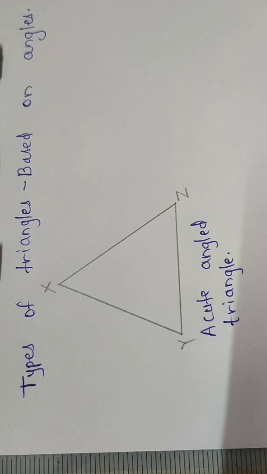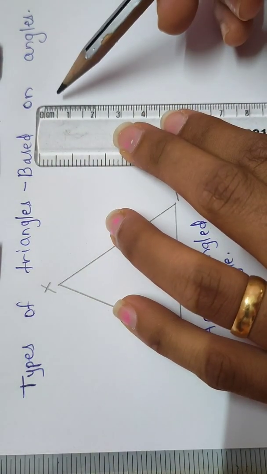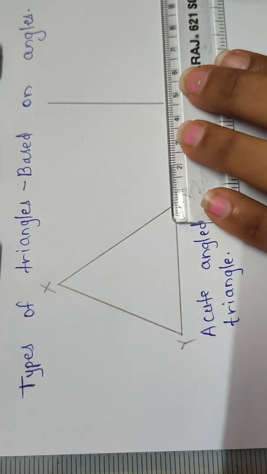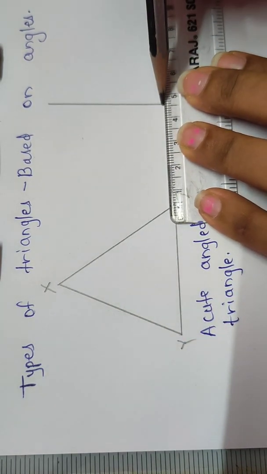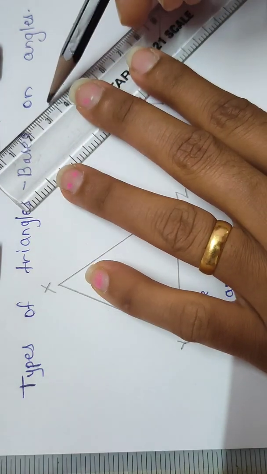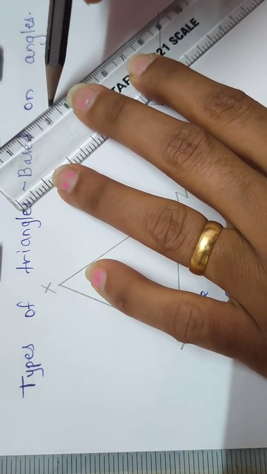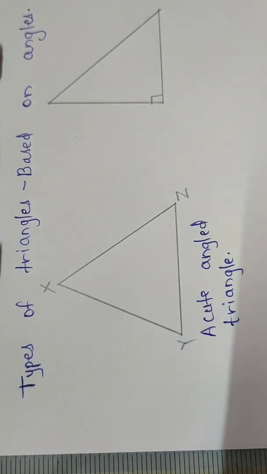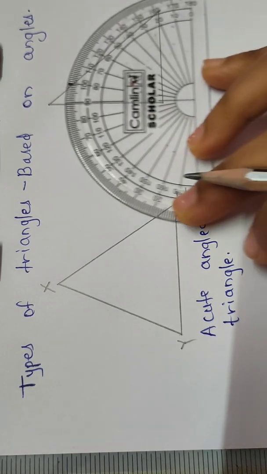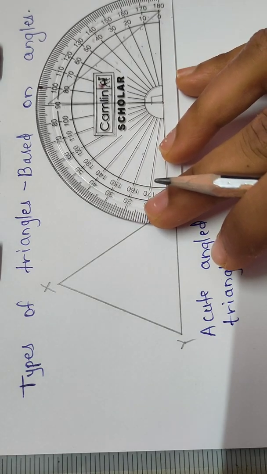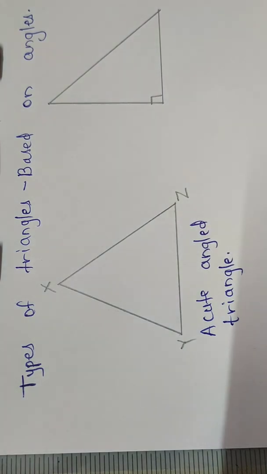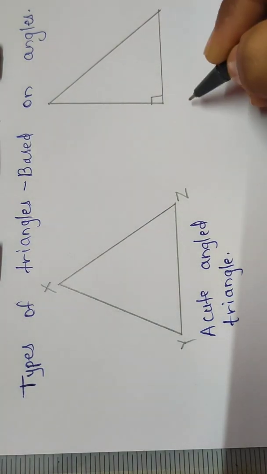Our next triangle is a right angled triangle. A right angled triangle has any one angle to be 90 degrees. Same way you place the protractor, and see that it is exactly 90 degrees. Therefore you understand that it is a right angled triangle.